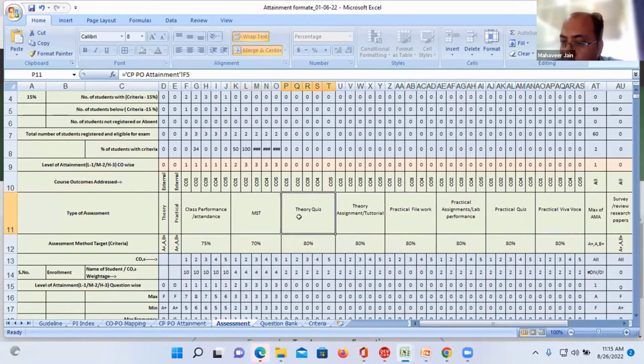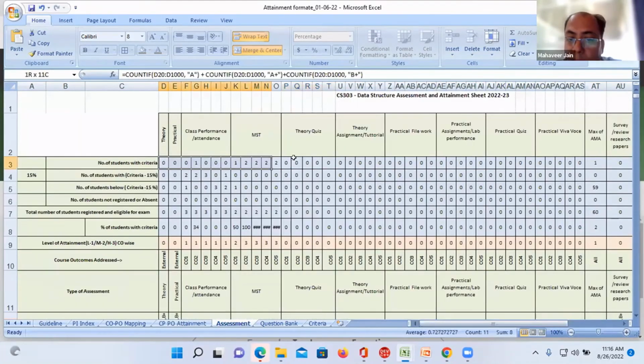Like theory quiz, 60% of students would get 80% marks in the theory quiz. So it can be decided as anything according to your institute, according to the teacher. It can be changed anytime. Okay. So if you look forward, my theory quiz is very simple. Every student should score in it, so you can set a higher goal. So you put that there. According to that, this number will be decided.